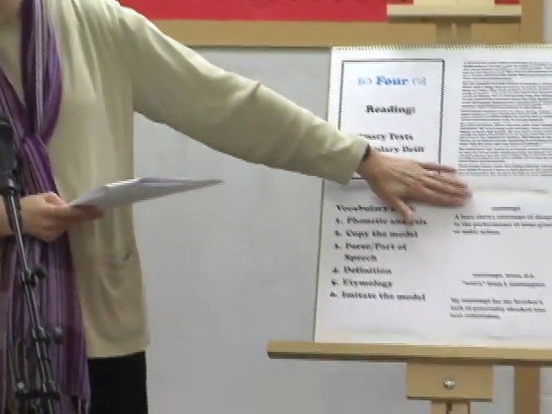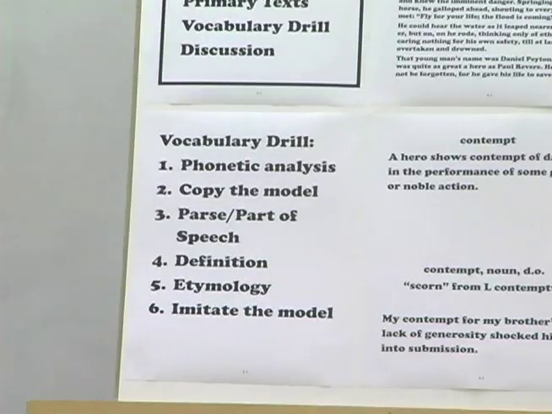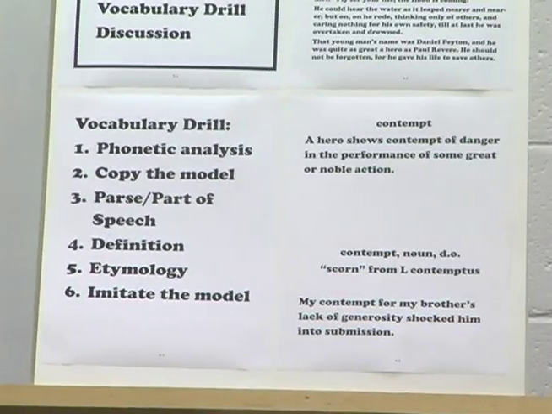So once we get the overall sense of the text, the story, we start to look at the words that the students may not know. And we give them a specific set of tools for mastering new vocabulary. So this is called vocabulary drill. So here's how it works on the word contempt, which was in that first sentence. A hero is one who shows contempt of danger. Okay?